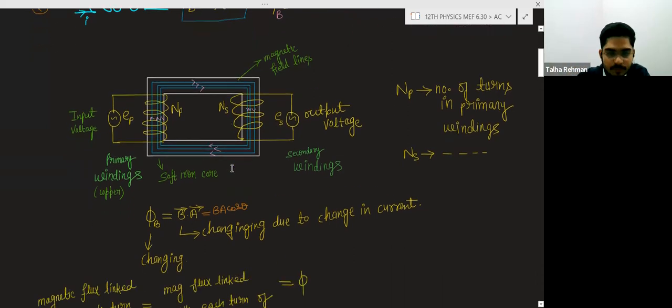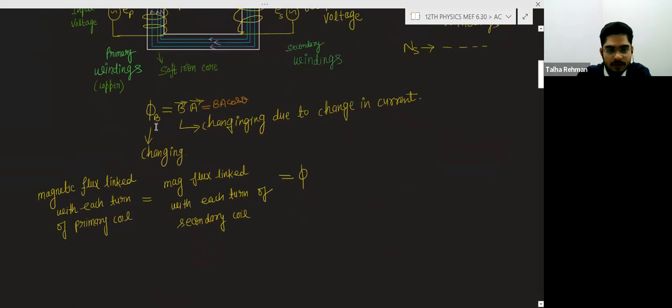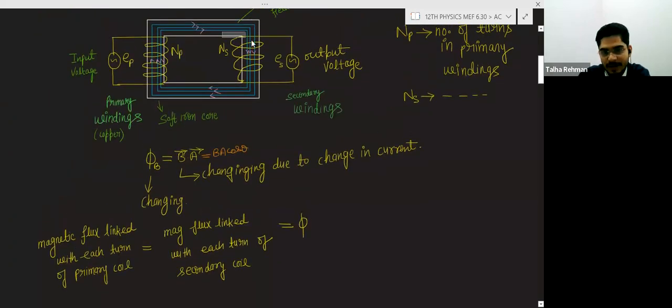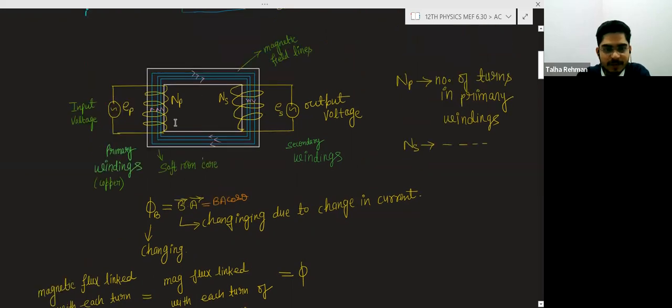Now see, I have told you the magnetic flux is given by B dot A, or BA cos theta, and this magnetic flux across this winding is changing. Why is it changing? Due to the change in the magnetic field, due to the change in the current, because the current is alternating. Now you can see the number of magnetic field lines crossing.